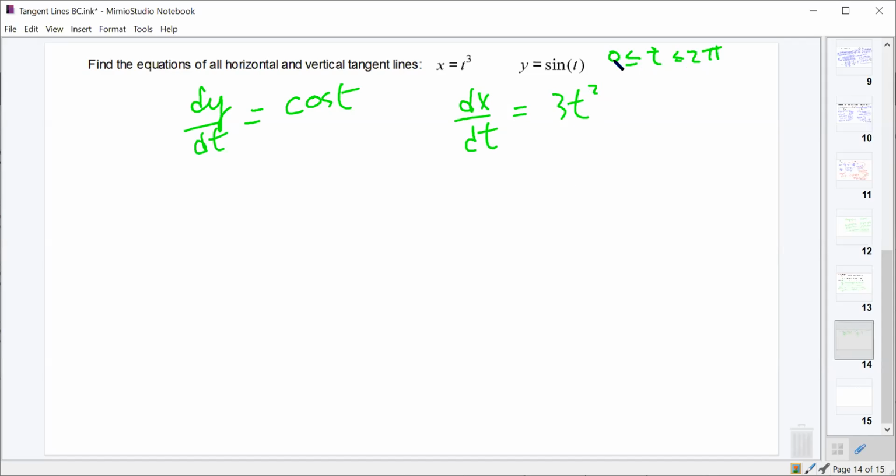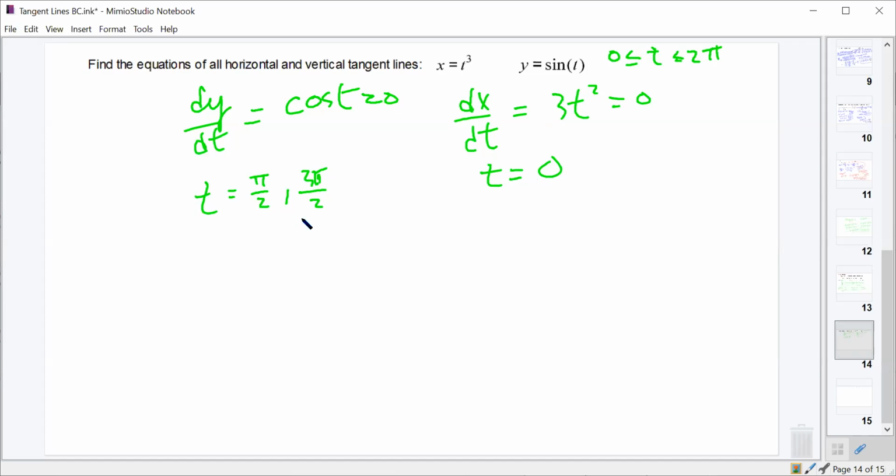When does cosine t, or dy dt, equal 0 on that interval? At t equals what? Pi over 2 and 3 pi over 2. And when does 3t squared equal 0? At t equals 0. No overlap, so we can just go right in and figure out what these values are.